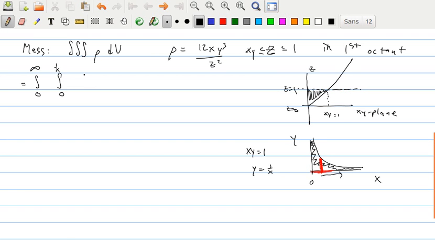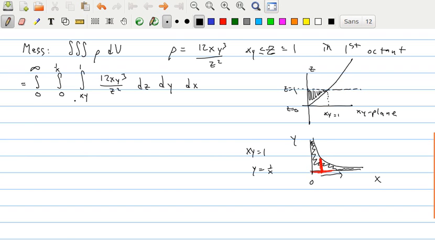Next up, we're going to look at the z's. Now the z's run from the bottom curve, which is z equals xy, to the top curve, which is z equals 1. We have our limits down. Now we're going to plug in our density function. So this gives us 12x y cubed over z squared with respect to z, then with respect to y, finally with respect to x. So now we have the setup on this triple integral done.